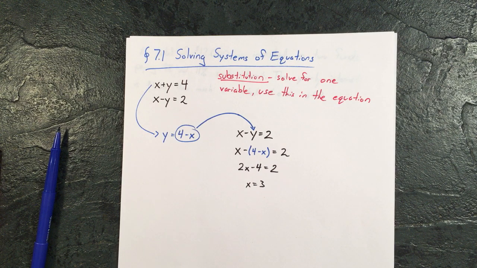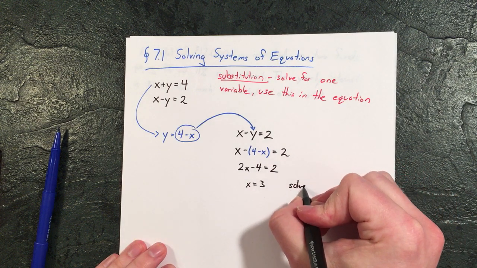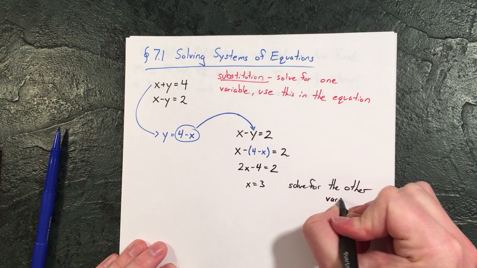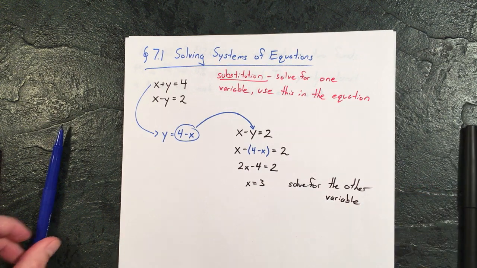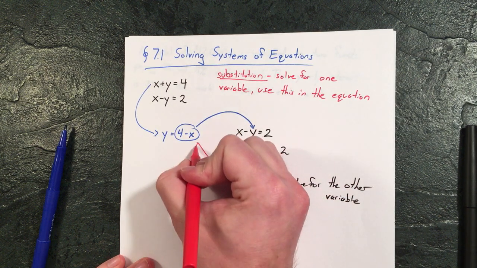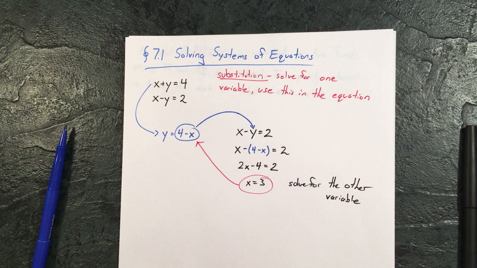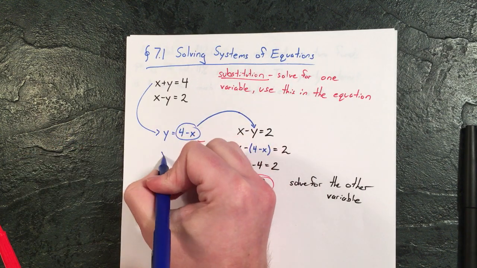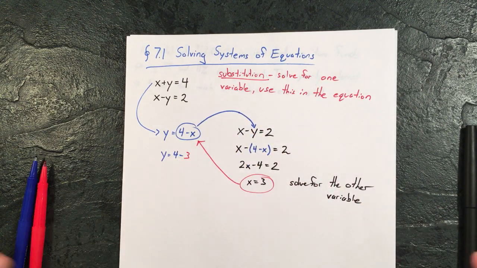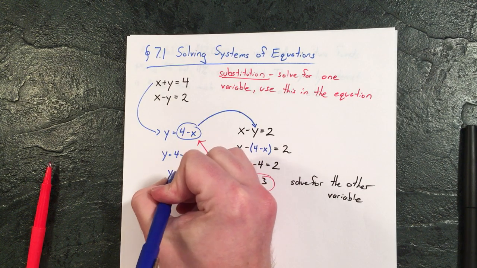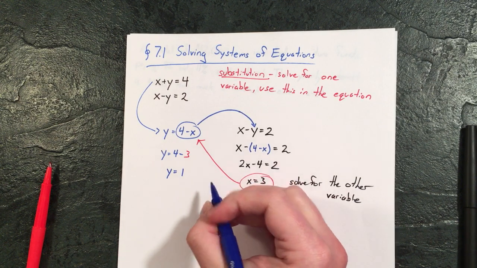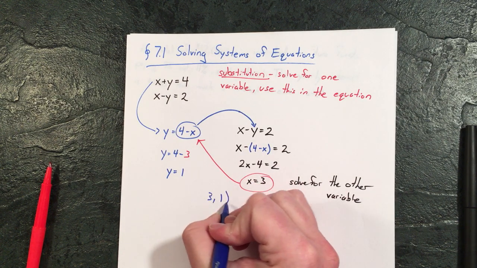From this point, we also have to solve for the other variable, y. I recommend taking this term and putting it into the equation we had before. Since we're told y equals 4 minus x, instead of x we put in our 3. Some big brain math here brings us all the way to 1. So we should have a final solution of (3, 1).